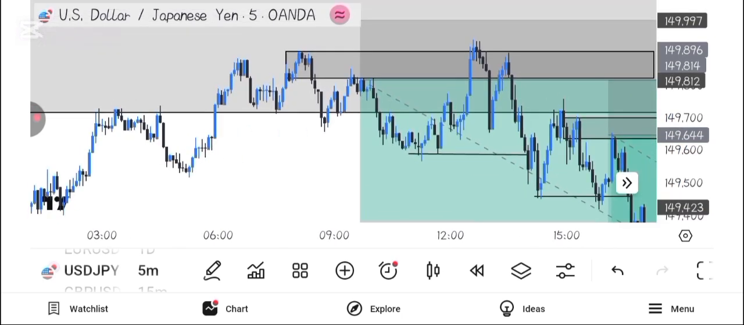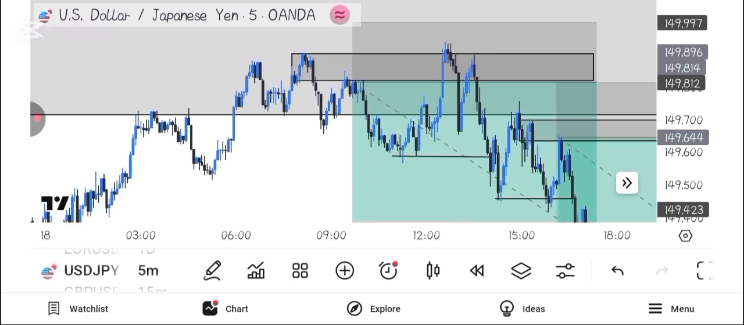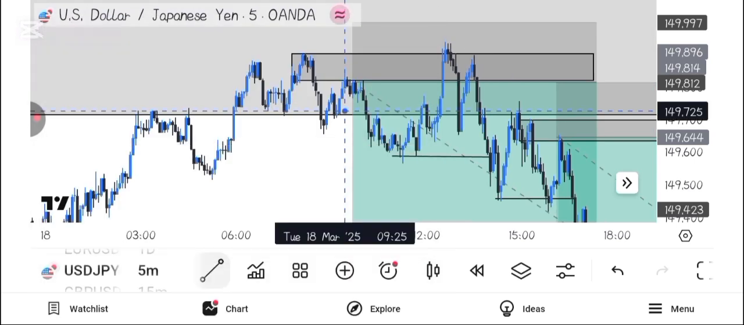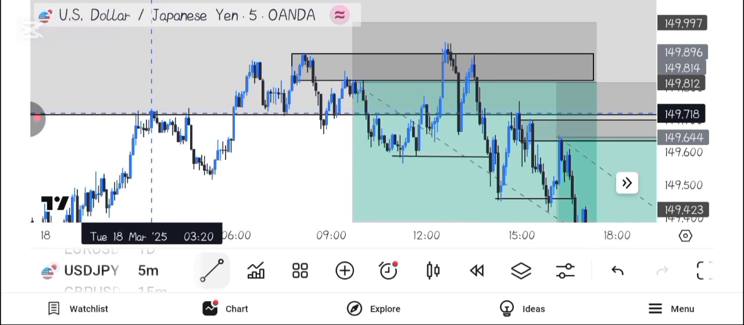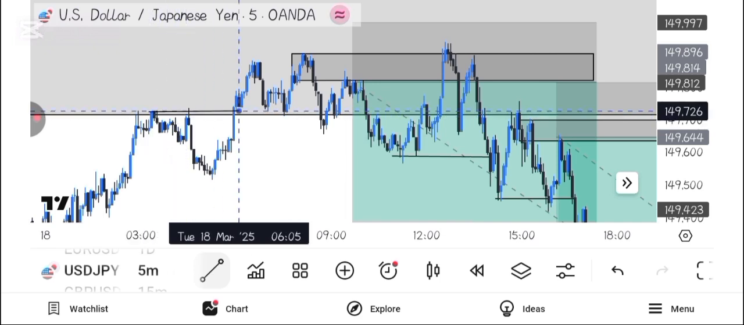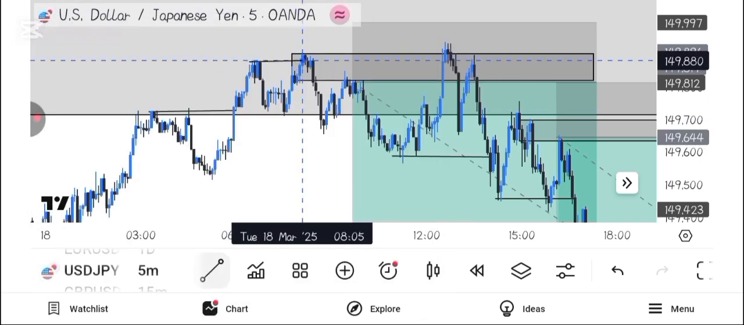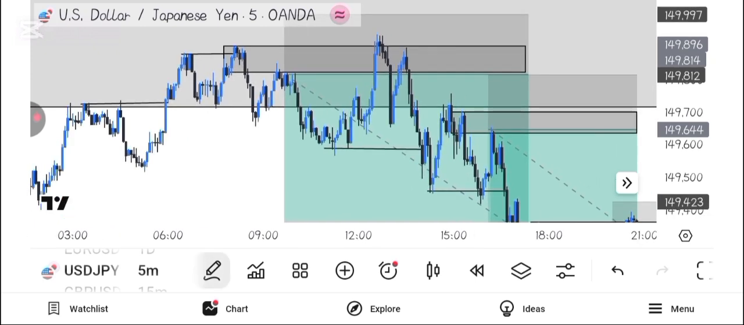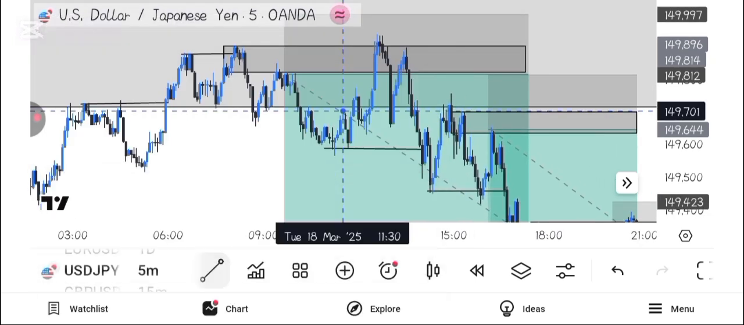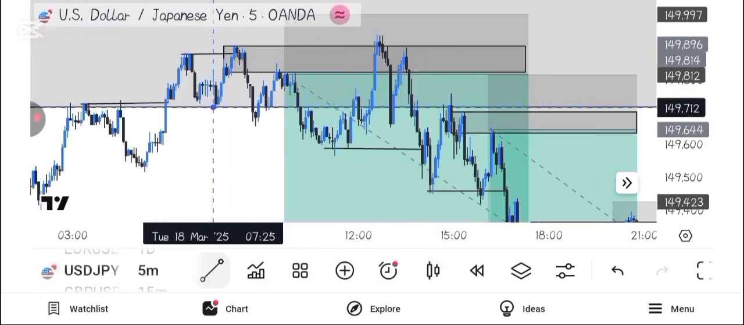So if you look at this market closely now, you will see that there was a break of structure around this region here. There was a break of structure around this region over here, and there was another one somewhere here. There was a break of structure here also, and the market now shifted structure below here.